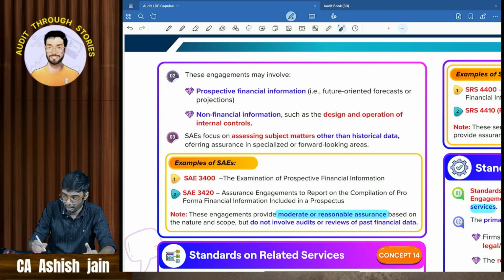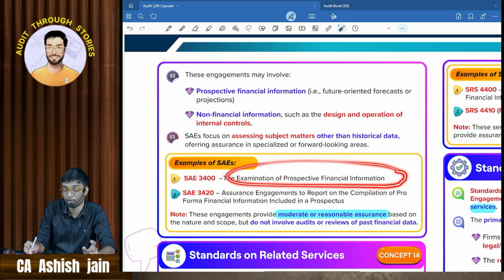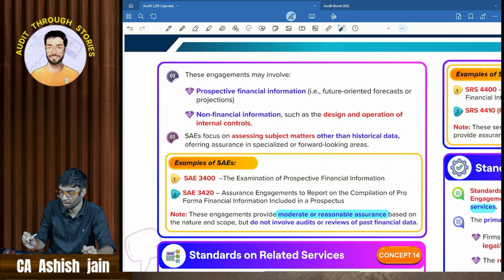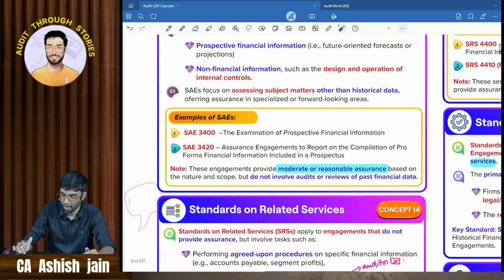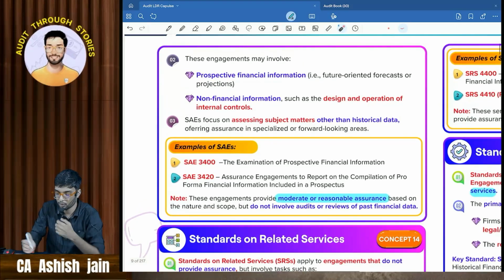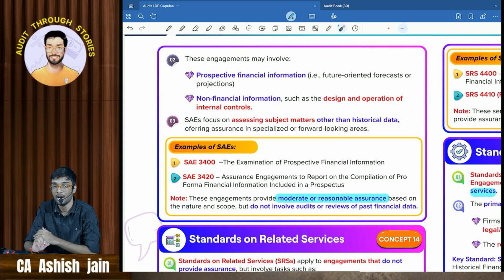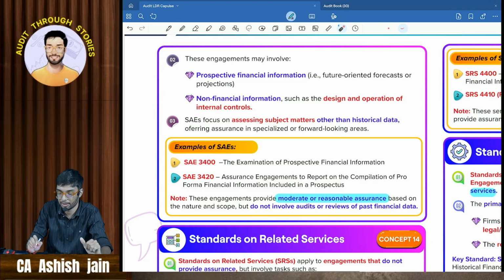For example, you can see that SAE 3400 and SAE 3420, these two standards, deal with examination of prospective financial information. Here moderate and reasonable assurance is being given, and it does not involve audit or review of past financial data. So these things you can write. This is other than historical data, other than historical financial statements. All these words you have to definitely use.